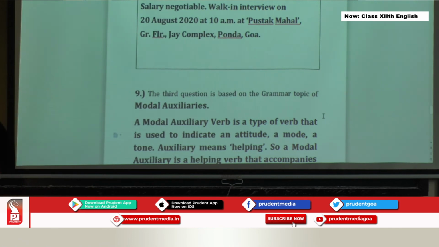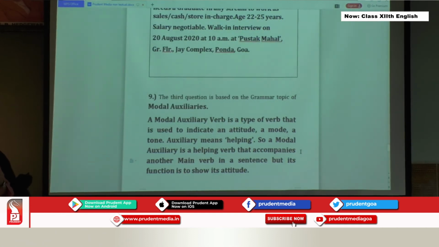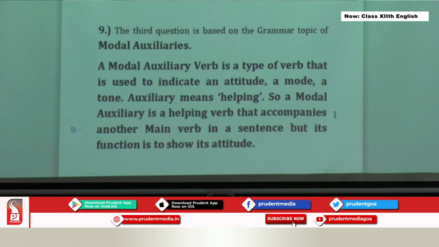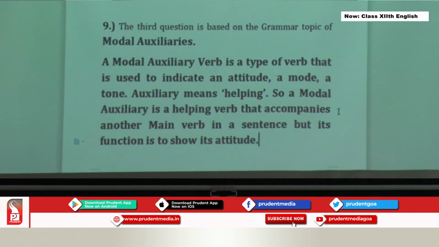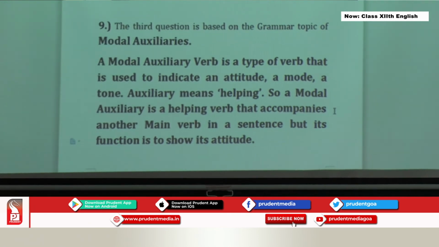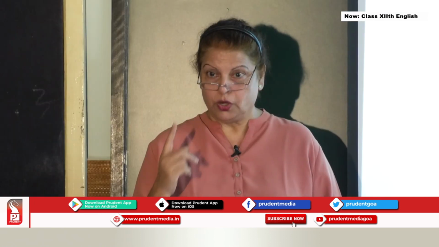Modal auxiliaries, this is your topic. You have one sentence, one blank, and every possible assistance is given to you. It's up to you, students, to know which is the most suitable modal to fit into that blank to make the statement correct. A modal auxiliary verb is a type of verb that is used to indicate an attitude, a mode or a tone. Auxiliary means helping. So, a modal auxiliary is a helping verb that accompanies another main verb in a sentence. But what is its function? Its function is to show the attitude, the tone. I hope you have understood.